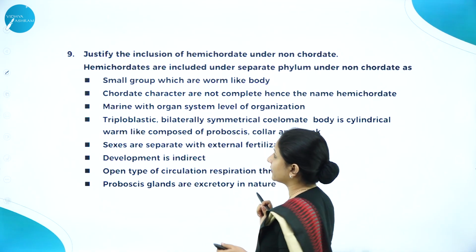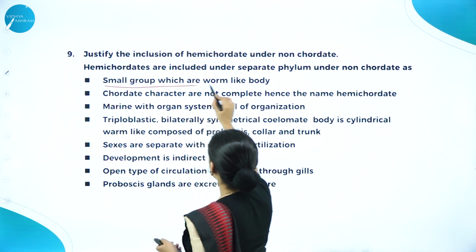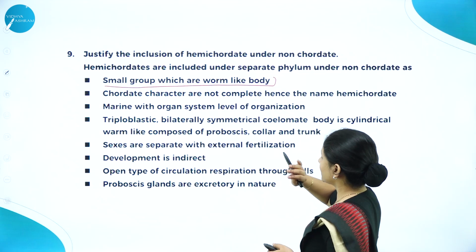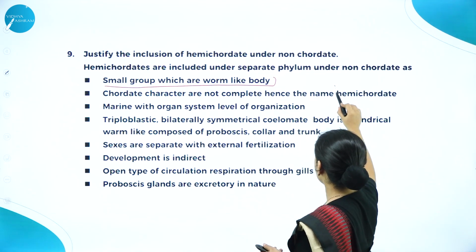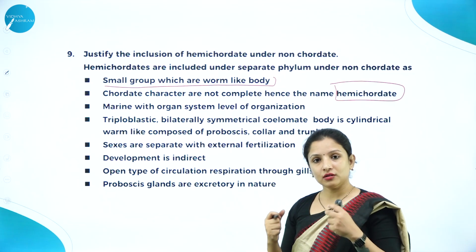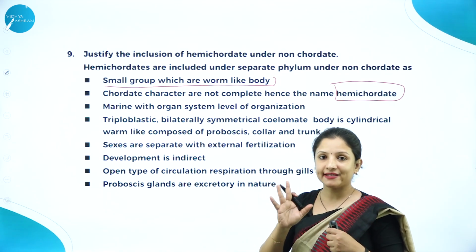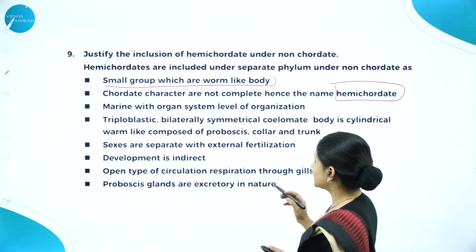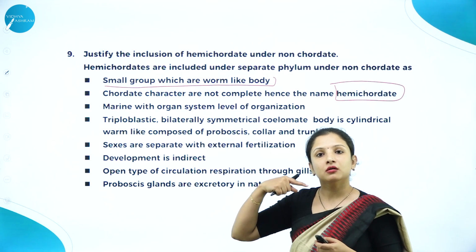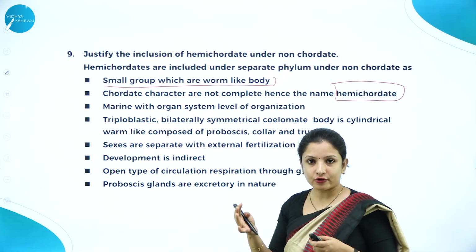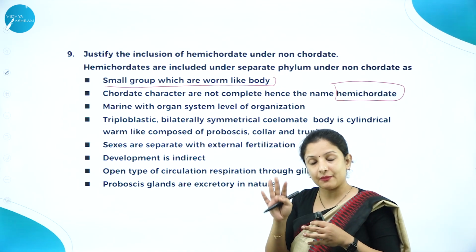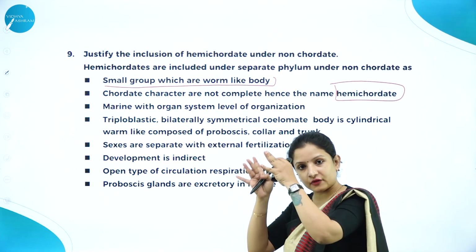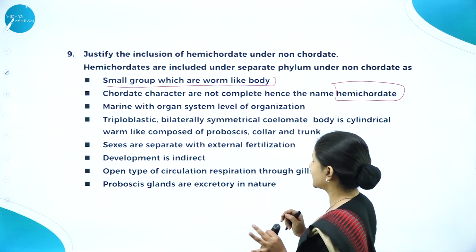Give statements for that. It is because they are a small group which has a worm-like body, whereas chordates do not have a worm-like body, and chordate characters are not complete, hence the name hemichordata. They were placed under chordates because there was something called a stomochord present in them. That stomochord actually looks like a notochord, and later on scientists got to know that it's not a notochord but something that looks like one. They named it a stomochord, removed hemichordata from chordates and put them under non-chordates.